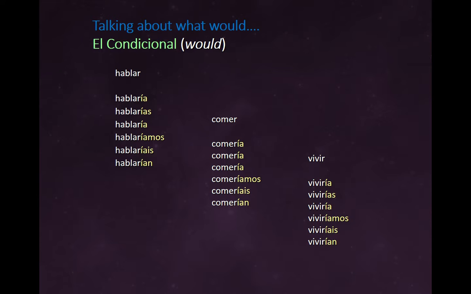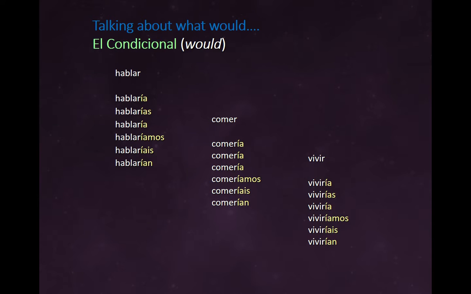For example, the first one, hablaría, means I would speak. Well, where's the would? It's contained in there because you have the IA on the end. Tú hablarías, you would speak. Usted, él, ella hablaría. Nosotros hablaríamos, we would speak. Vosotros hablaríais. And ustedes, ellos, ellas hablarían, they would speak.